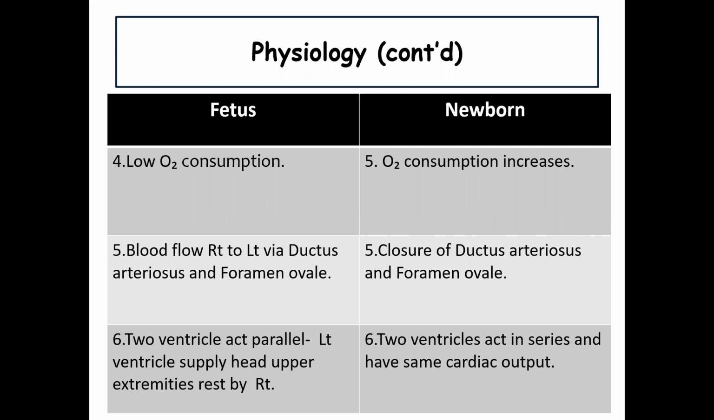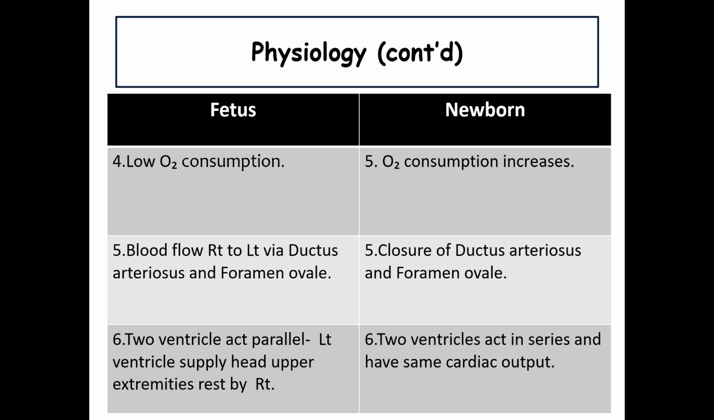In the fetus, we discussed the three shunts: the ductus venosus, which carries blood from the umbilical vein to the inferior vena cava; the PFO, which shunts blood from the right atrium to the left atrium; and of course the ductus arteriosus itself. All these shunts start closing one by one in the neonate.